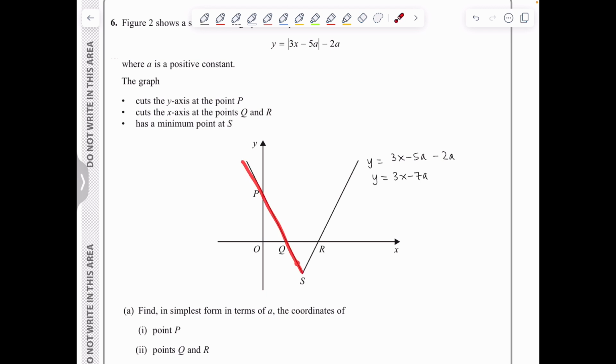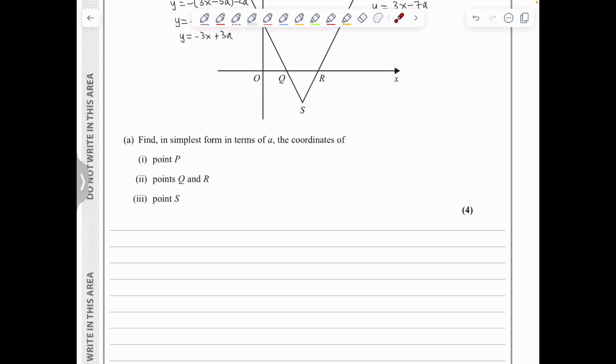Whereas on the left hand side, we've got y is equal to minus brackets 3x minus 5a close brackets minus 2a. So y is equal to minus 3x plus 5a minus 2a, which means that y is minus 3x plus 3a. So obviously I'm dealing with two straight lines. I can easily identify that point P is the cut on the y-axis, it's the y-intercept of this straight line, so it must be having coordinates 0, 3a. So that's the answer to part I. The point P has coordinates 0, 3a.